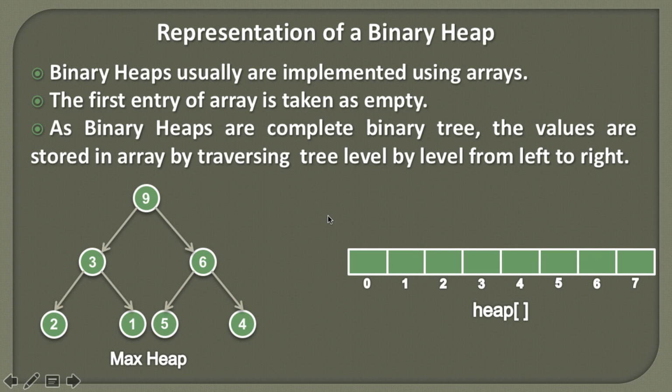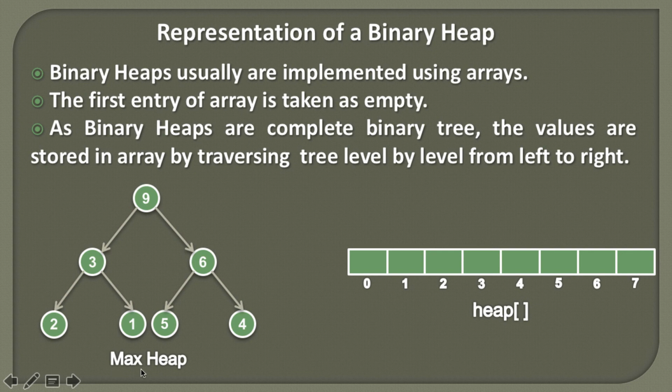In our previous tutorial we discussed that binary heaps are nothing but complete binary trees. We also discussed that there are two types of binary heap: one is the min heap and the other is the max heap. Diagrammatically we represent a binary heap in the form of a binary tree, where there is one parent who has two children, and similarly the other levels have their own children. But when it comes to storing these elements, binary heaps usually are implemented using an array.